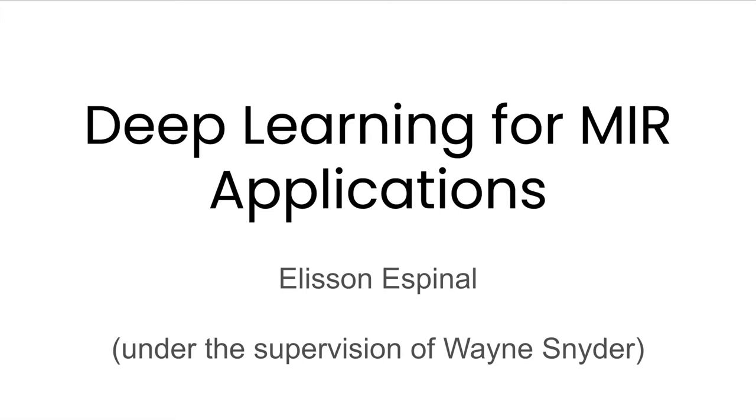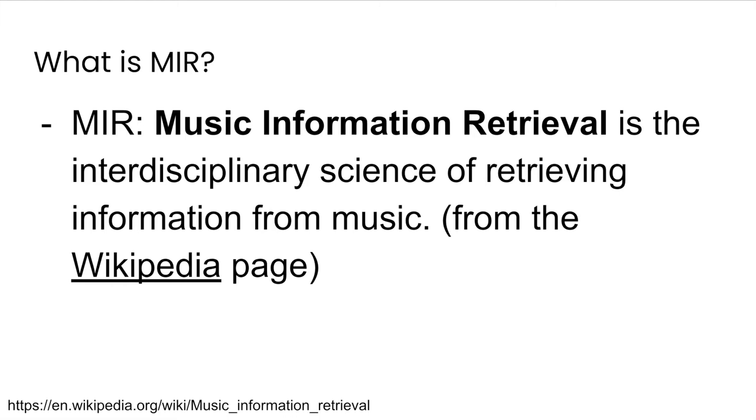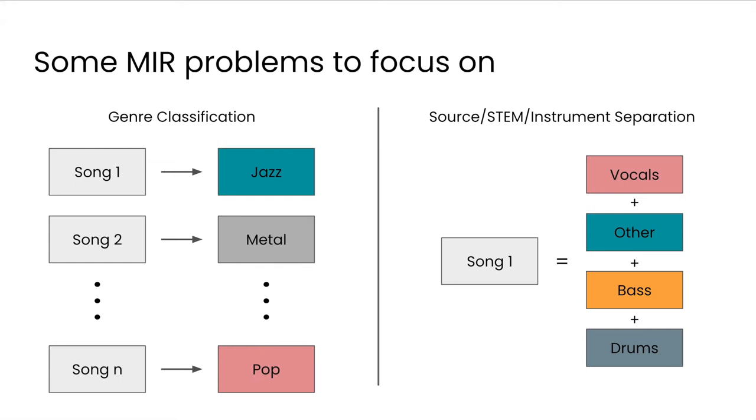So what is MIR? Music information retrieval is the interdisciplinary science of retrieving information from music. This involves using computers, usually, to extract certain features or certain qualities from raw music data. Two MIR problems that we will be focusing on are genre classification as well as source separation, and we'll go a little bit more into detail on genre classification next.